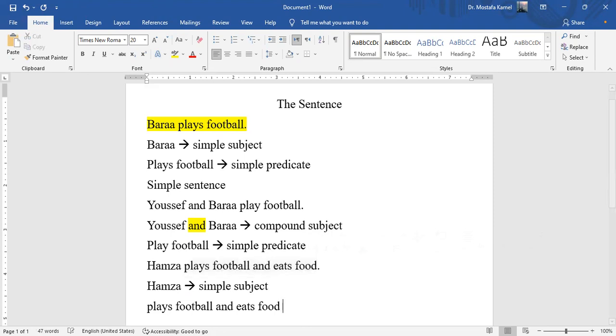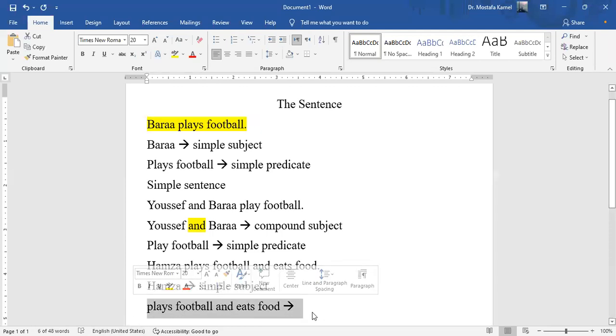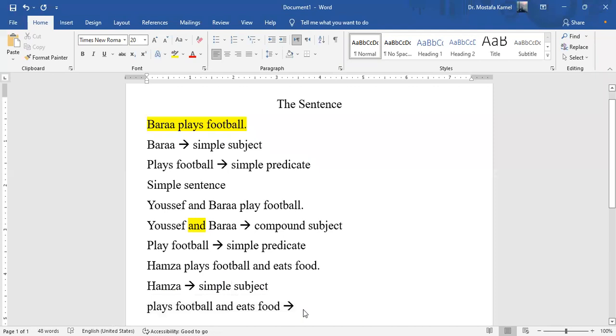Now, how many verbs does this predicate have in it? One. Really? Read it again. Plays and eats. So how many verbs? Two. If a predicate has two verbs, is it a simple predicate or a compound predicate? Compound. Very good. Great, Hamza.